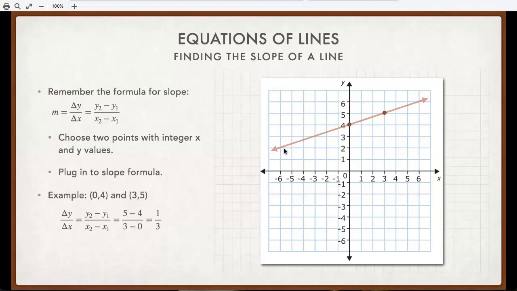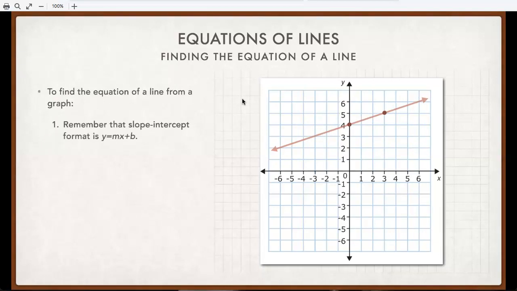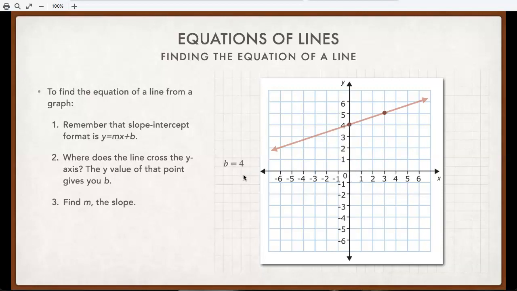And we can check this. We see that 1/3 is a positive slope, and in fact, it is sloping up to the right. Once we have the slope for this line, then we can write the equation of it in slope-intercept format. y equals mx plus b. We'll find the y-intercept where it crosses the y-axis. We already used that point, (0, 4). So b is 4, that y value there.